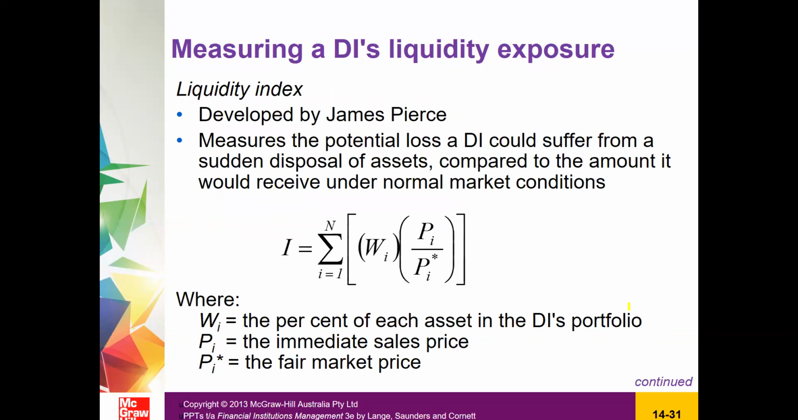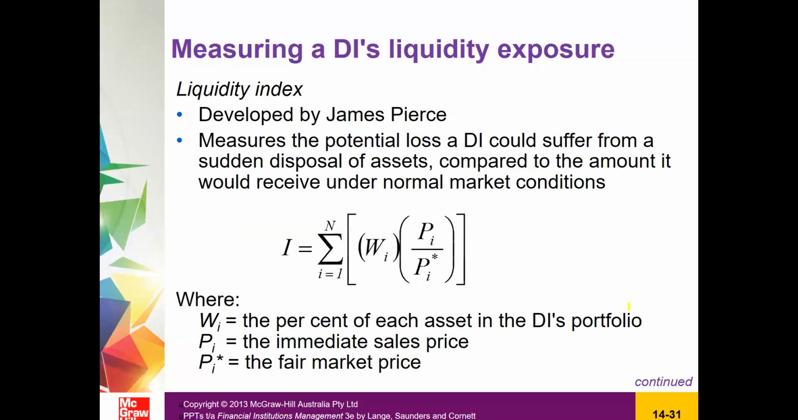The third tool for measuring liquidity risk exposure is the liquidity index. This liquidity index was developed by the US Central Bank, the Federal Reserve, but now it's been used by many other financial institutions. This index measures the potential losses a financial institution could suffer from a sudden or fire sale disposal of assets compared to the amount it would receive at a fair market value established under normal market sale conditions, which might take a lengthy period of time as a result of a careful search and bidding process.